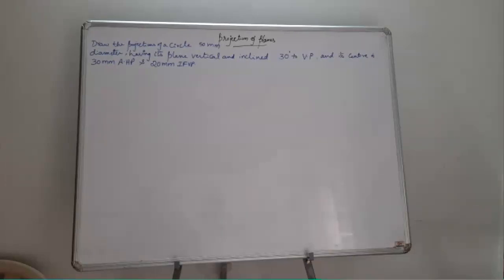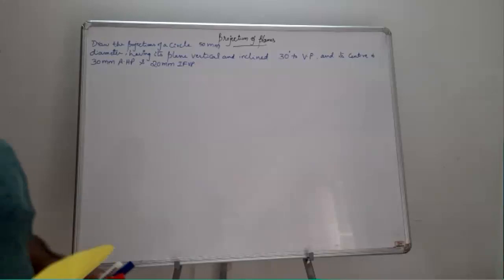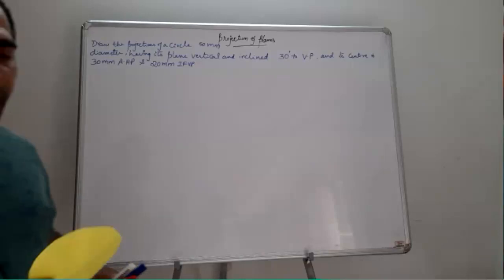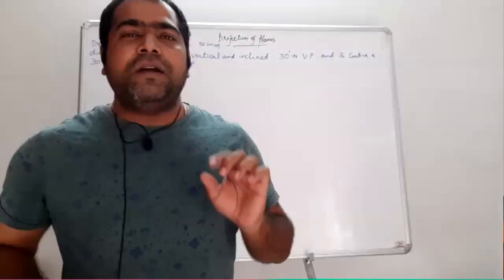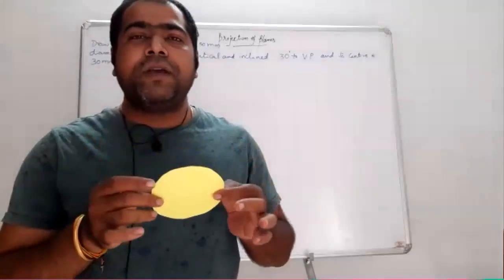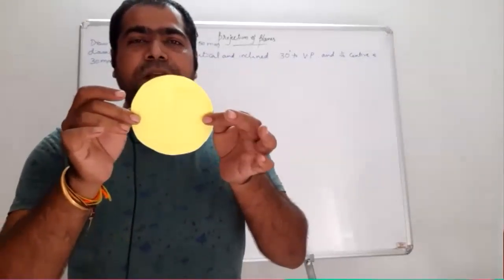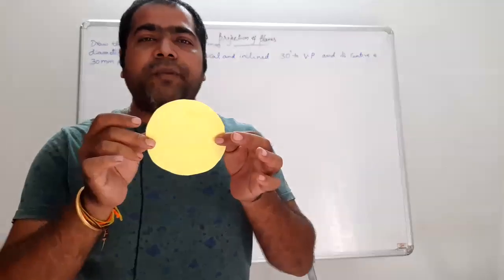Okay, now let us see the given data. So a circular plane is going to be considered. A circular plane is going to be considered. A general plane has length and width with negligible thickness. If it is a circle, it has only a diameter with negligible thickness. Okay. So here the circular plane is considered having diameter 50 mm.